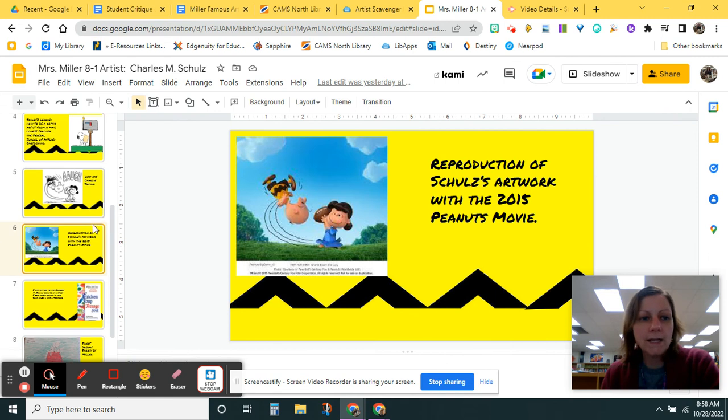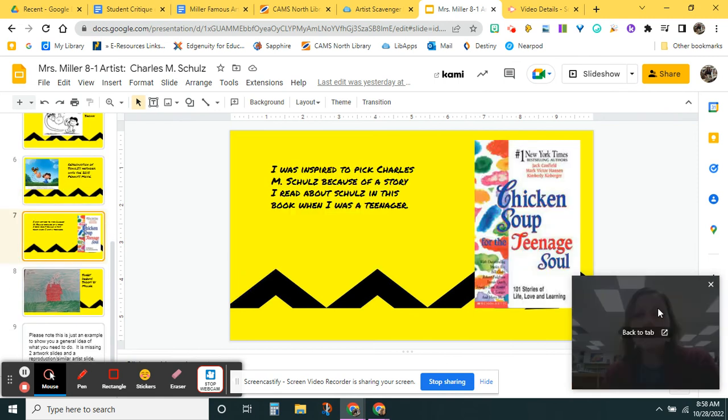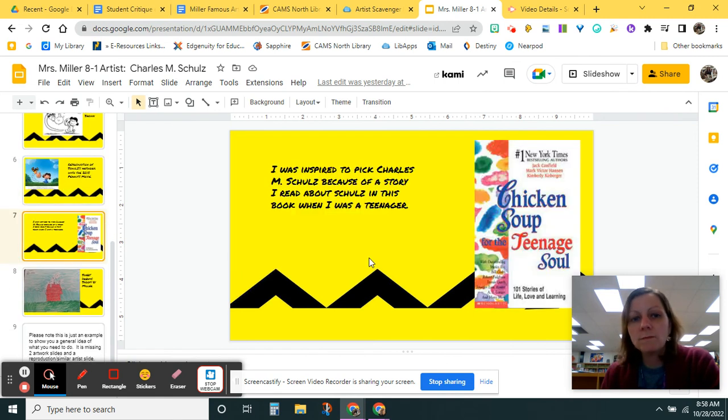So for mine, I was inspired to pick Charles M. Schulz because of the story I read about Schulz in this book when I was a teenager. One of the very last stories of Chicken Soup for the Teenage Soul was about a boy who could never kick a football. A boy that got rejected a whole bunch of times when he tried to submit his artwork to things. A boy that was told that he should not ever be an artist because he didn't really have any talent. That was Charles Schulz.